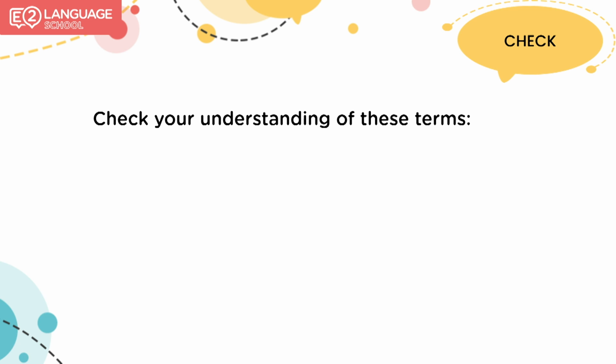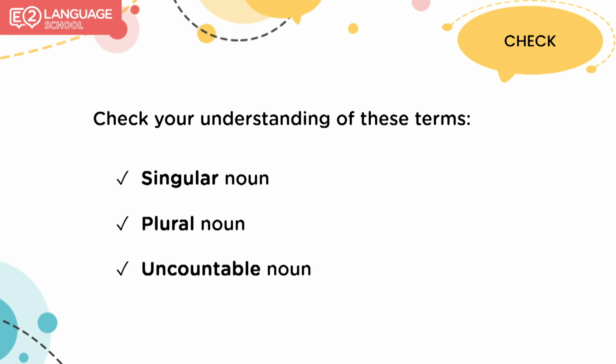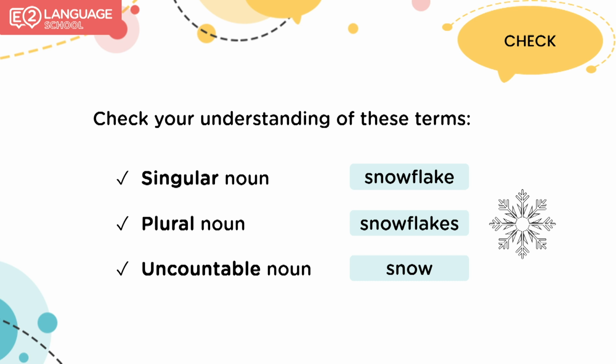So before we begin, I want to confirm your understanding of these terms: singular noun, plural noun, and uncountable noun. Here are some examples: snowflake, snowflakes, and snow. Snowflake is the little picture you can see on the right of the screen. With singular and plural nouns, we can count them: 1 snowflake, 2 snowflakes. On the other hand, with uncountable nouns, we can't count them. Snow is an example of an uncountable noun, and snow is lots and lots of snowflakes falling from the sky, so too many to count.